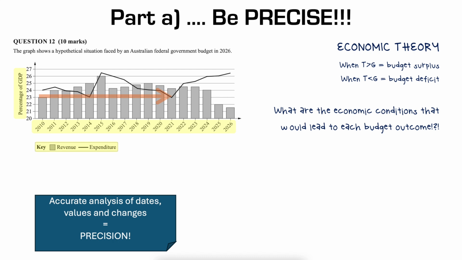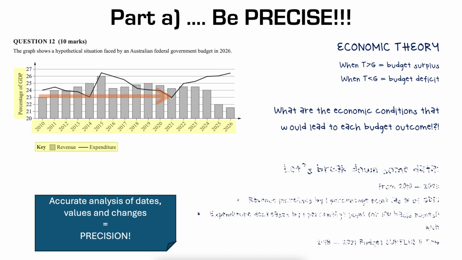The key to questions that use data is to be precise, to demonstrate precision, accurate analysis of dates, values, and changes. So let's break down some early data as represented by the light pink arrow that's come up on the data set itself. From 2010 to 2021, we see that government revenue increases by 1 percentage point as a percentage of GDP, and expenditure decreases by 1 percentage point, or 100 basis points. And from 2018 to 2021, the government's been achieving some surpluses. So we've seen that taxes are greater than government expenditure across time.